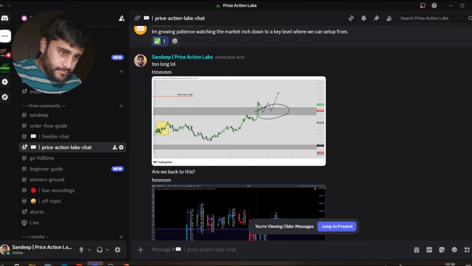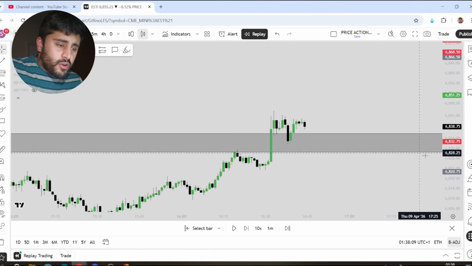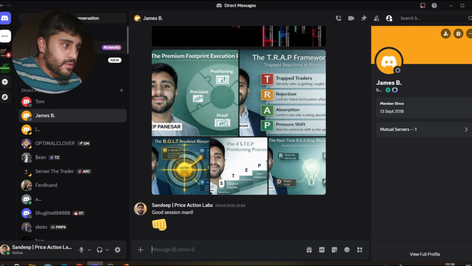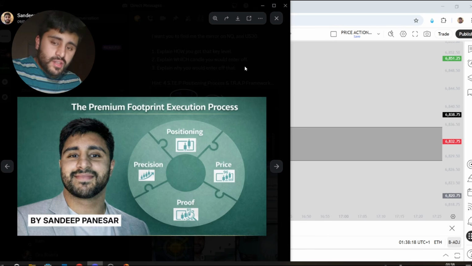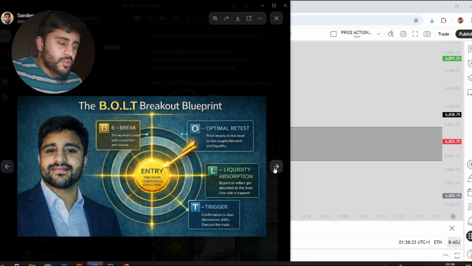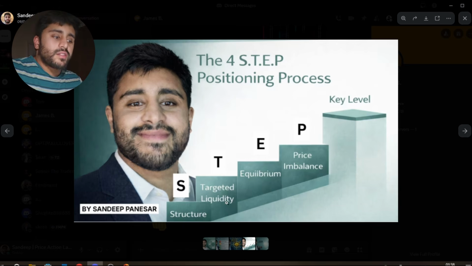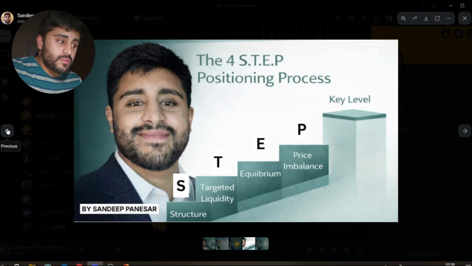Now, this is where I'm going to go through all of my frameworks. This is one of my frameworks. Let's go to my other framework here. First we're looking at positioning. The next thing we're looking at is price, so how are we reading price? We read price with this framework: structure, targeted liquidity, equilibrium, price imbalance. Once you've climbed up all 4 steps, you reach your key level. This is now our key level, so that's step 2.